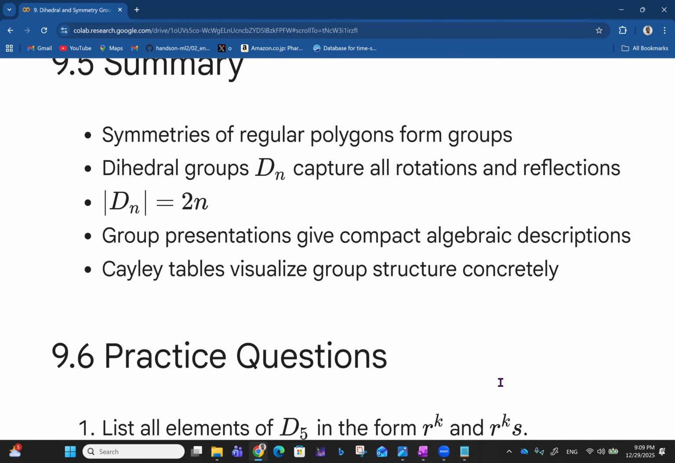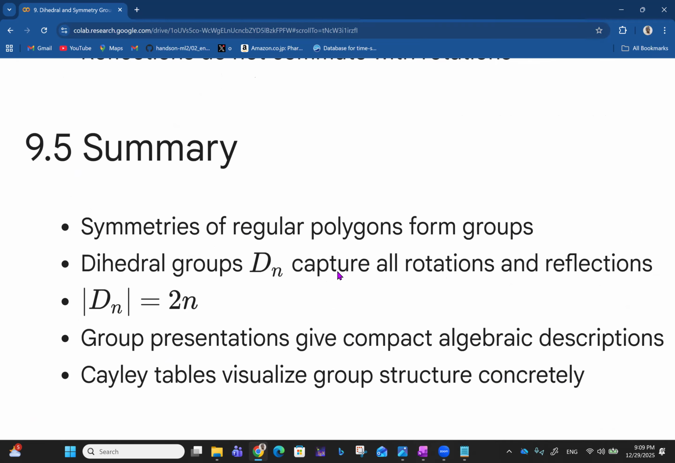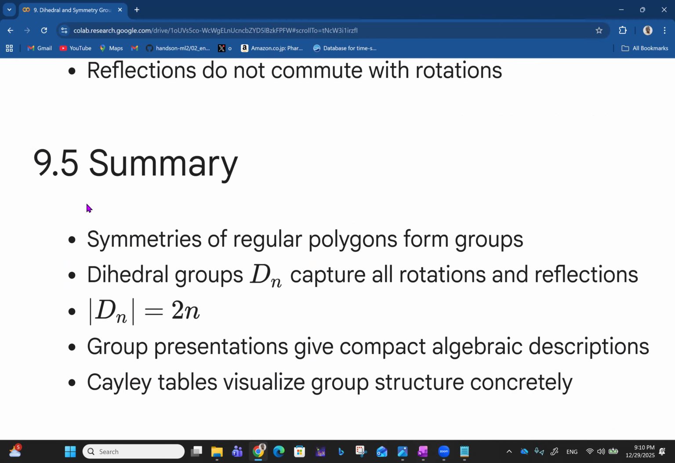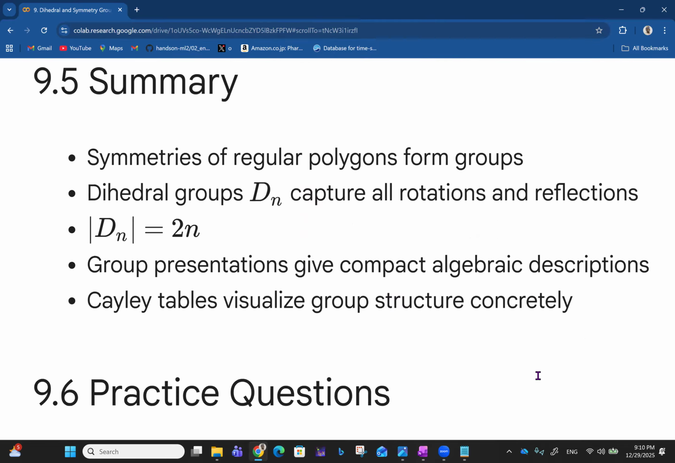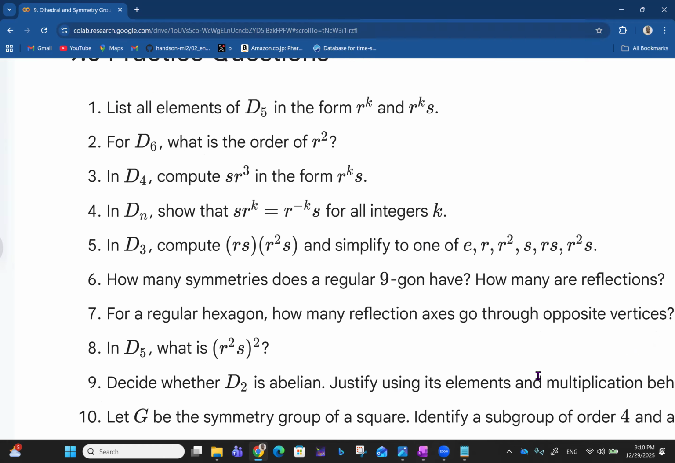So in summary, we see that symmetries of regular polygons form groups, first of all. Then dihedral groups capture all rotations and reflections. The order of the dihedral group Dn is actually 2 times the number of sides of the polygon. Then group presentations give compact algebraic descriptions, and Cayley tables visualize group structure concretely. So on that note, we have these 10 practice questions as usual.